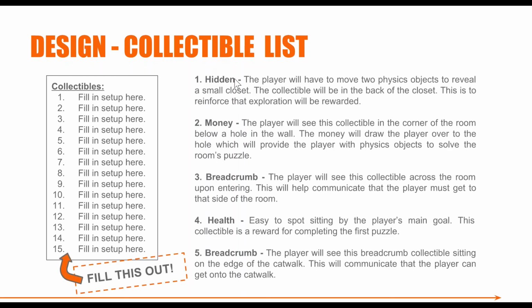All right, so here's just a few examples of those. So you can, if you want to up front, you can give a label as to what type it is or what the object is itself. That is totally fine. And then from there, you can specify what it is for, right? So if it's a breadcrumb, the player will see the collectible across the room upon entering. This will help communicate that the player must get to that side of the room, right? So specify, if it's a breadcrumb, what is it leading me towards? What is its purpose? Right? Really make sure everything has some interaction or some purpose in your level. And again, shoot for variety.